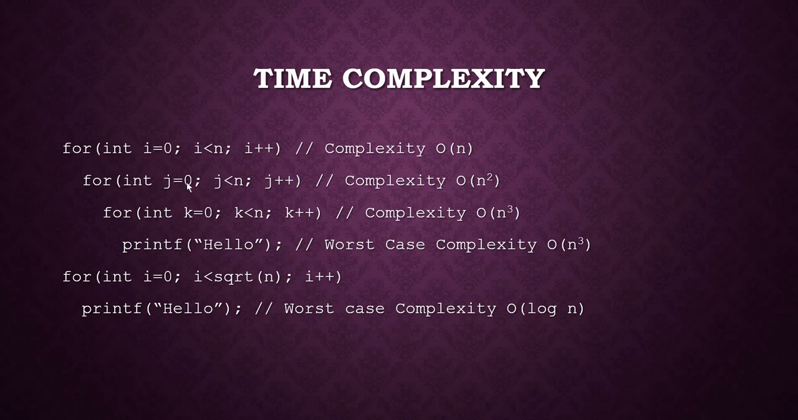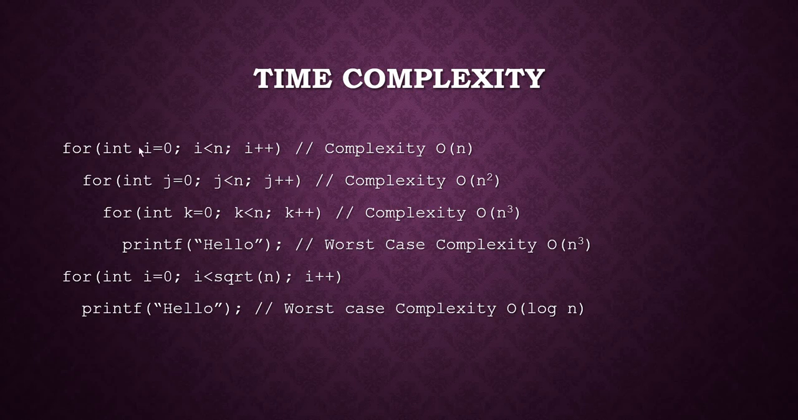Okay, so like that, if we see another code here, so here i is equal to 0 and i less than n, so this will start looping from 0 to n minus 1. Then inside that, j will start from 0 to n minus 1. Inside that again, k equal to 0, k less than n, that means k up to n minus 1.